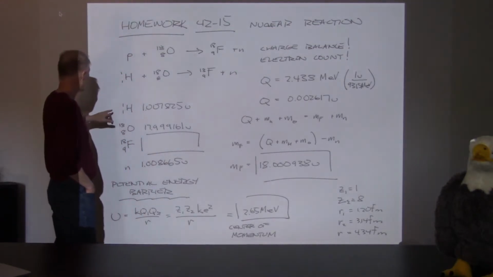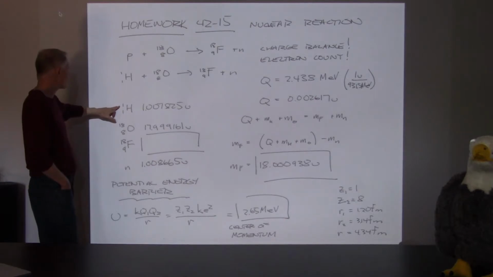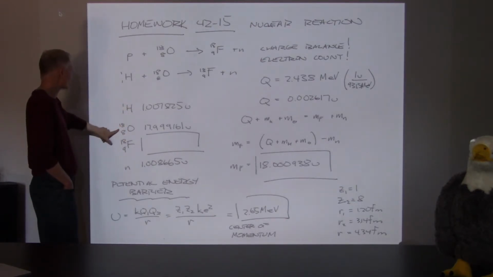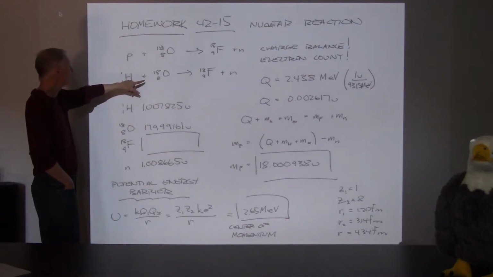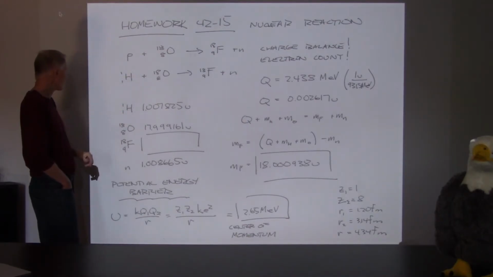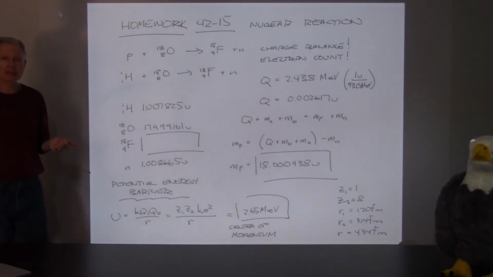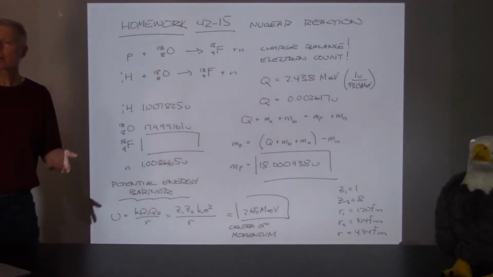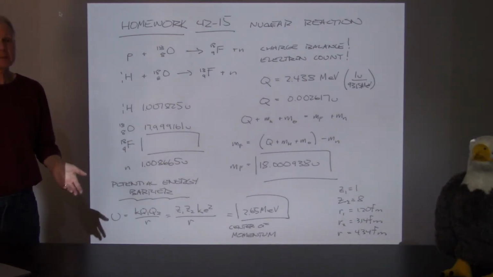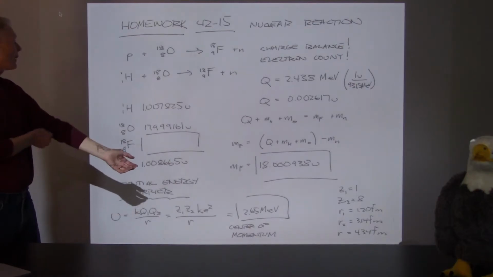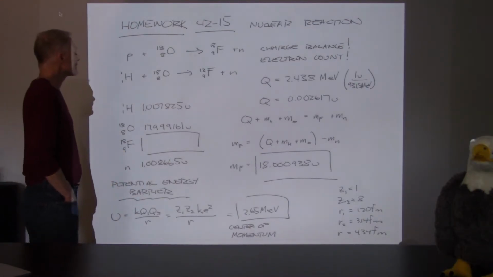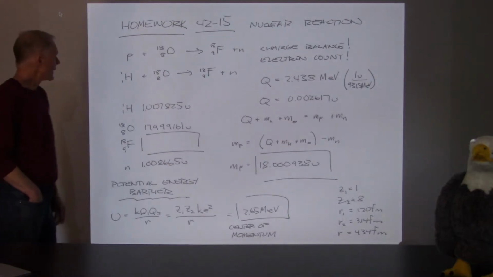Now, again, putting the numbers in here, hydrogen 1, that's the mass for hydrogen 1. Here's the mass for oxygen 18, so a less common isotope of oxygen. And then the neutron. Now, the fluorine 18 is actually they want us to calculate what that mass is. So they want us to come up with a mass value. So let's see how this would work.